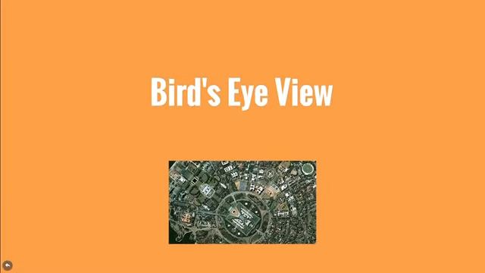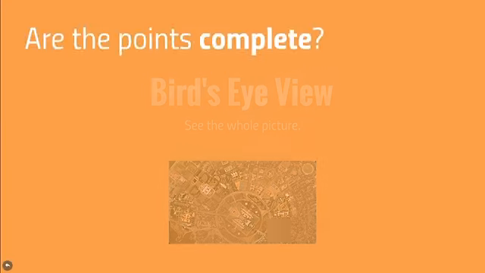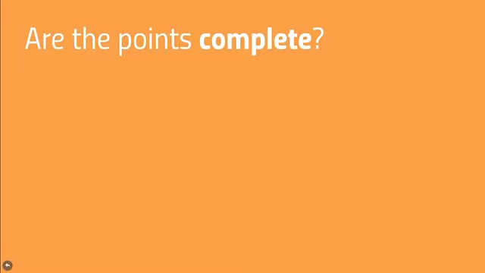Another reason you want to write an outline is because it gives you a bird's eye view of your paper. You get to see the whole picture without reading an entire paper. Your main points and your subpoints are laid out there in detail, and you can see them without a whole lot of reading effort necessarily. And because they're laid out so clearly for you, it's a lot easier to see if the points are complete.